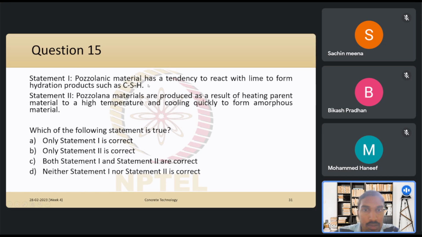So the second statement is about the production of this pozzolana material itself. Again we saw that all these pozzolana materials are produced as a result of heating the materials to high temperature and also rapid cooling of this, and they will have an amorphous structure, right? So that is also common for all the pozzolana materials, and that statement is also true. So therefore option C, both statement 1 and 2 are correct.